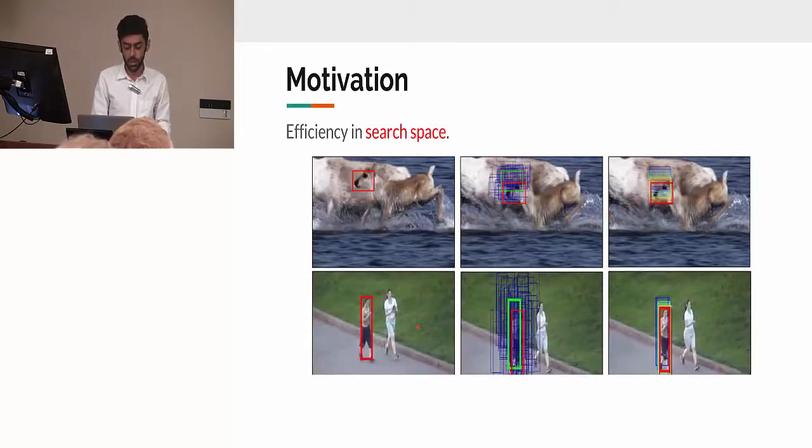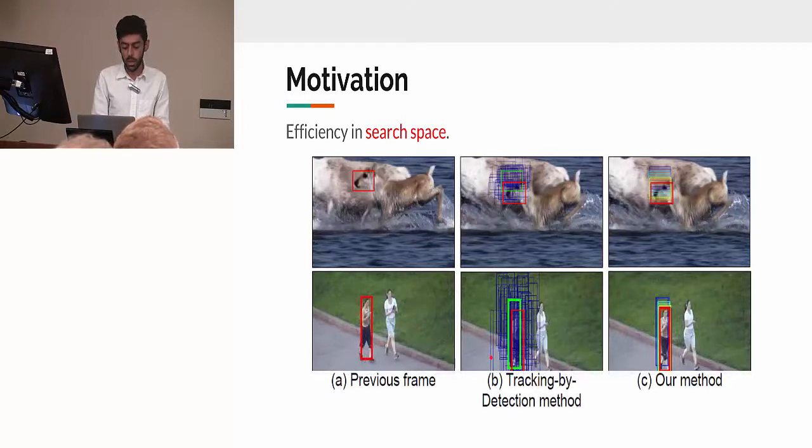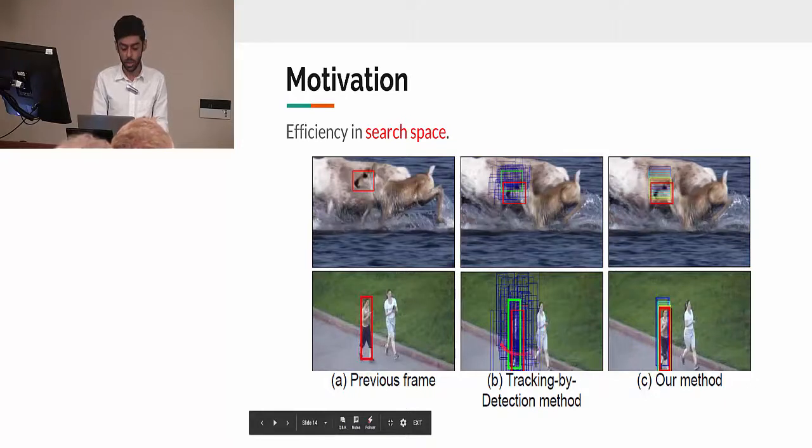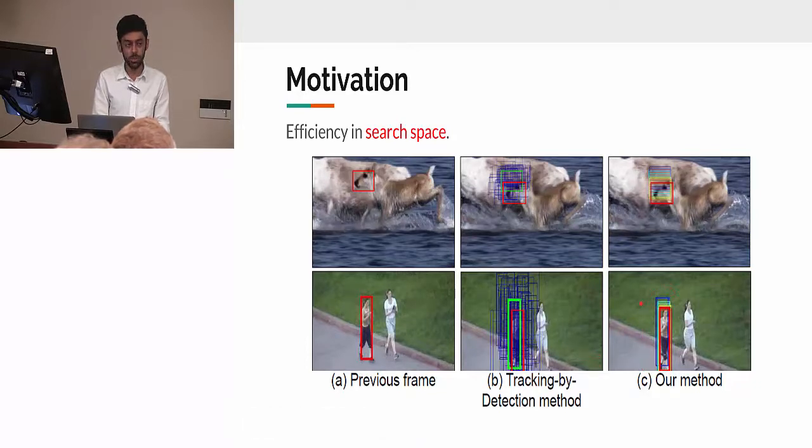Here's another example. We know the location of the object in the previous frame. Here is the tracking by detection problem, which is basically searching around the object by different methods and trying to find the object in the current frame. And this method proposes to take a set of actions in order to find the object at the current frame, given the location of the object at the previous frame.